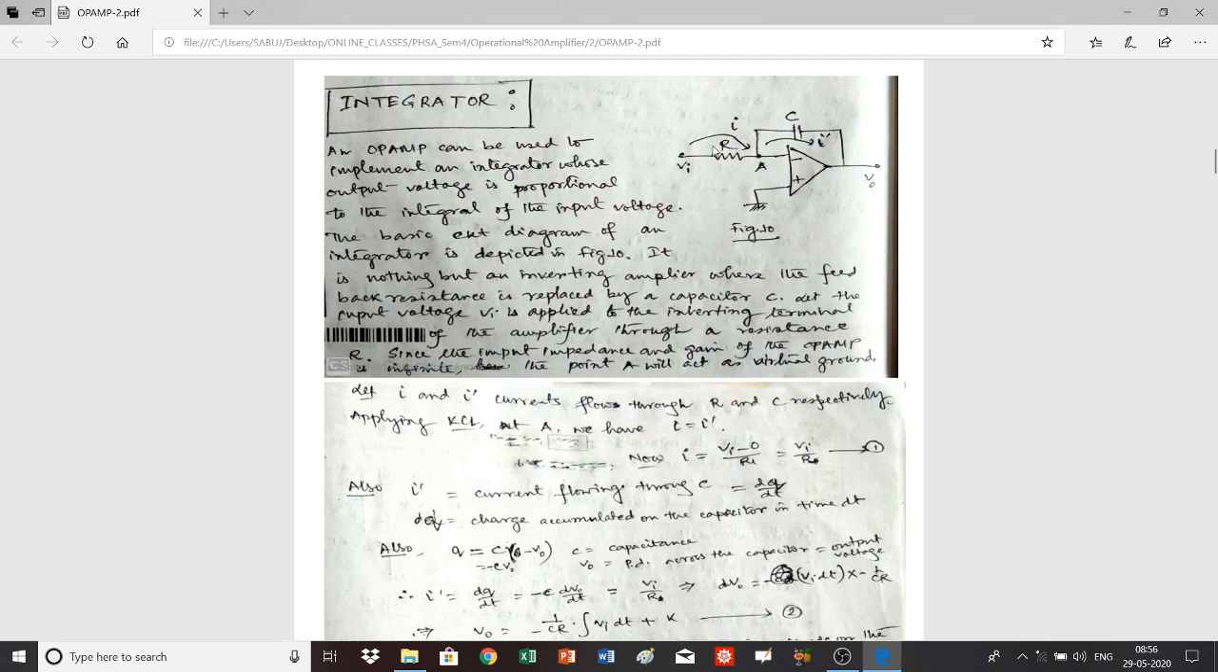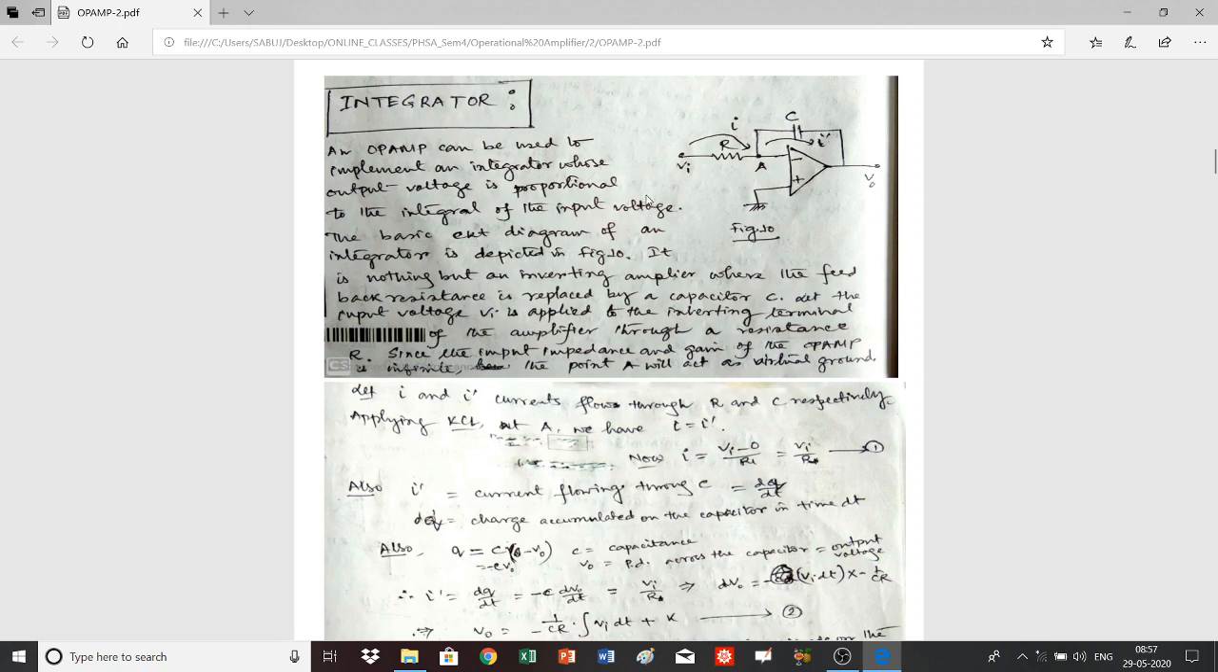That means if the current passing through the resistance R is I, and that passing through the capacitor C is I prime, then I and I prime will be equal. We can also realize this from Kirchhoff's current law, because this current is entering at this point and this current is leaving from this point. So the algebraic sum of these two currents will be 0. That means I plus or minus I prime is equal to 0. So I is equal to I prime, it is very clear.